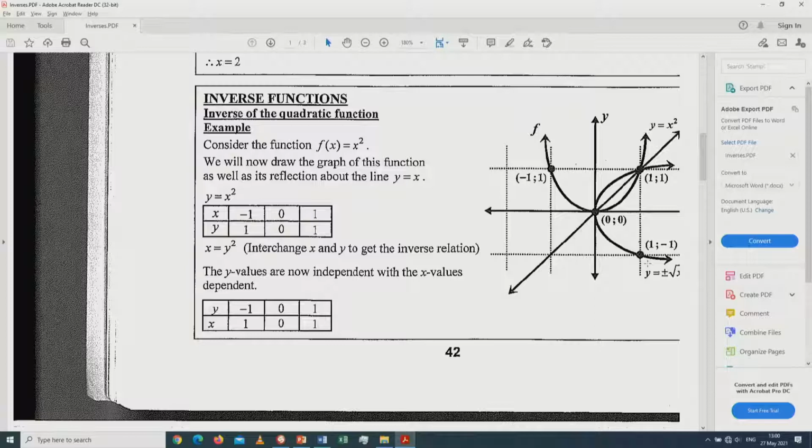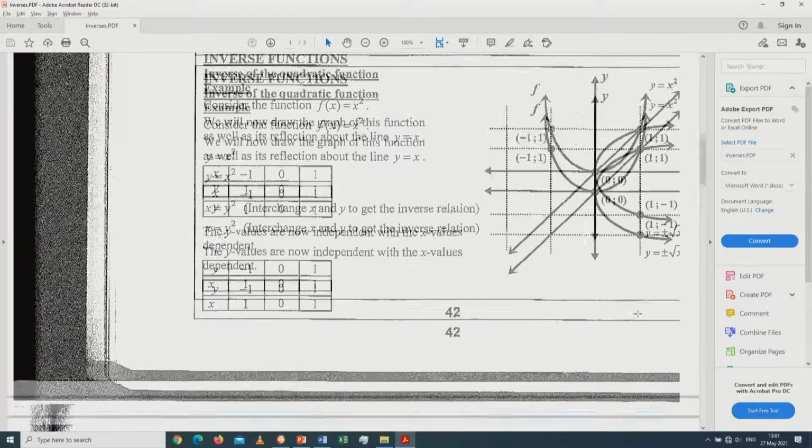If the graph was minus x squared, it was going to be a quadratic function facing downwards. And then the inverse will be facing to the left. I hope you understand what I mean. Go through some activities, some textbooks, check what I'm talking about.